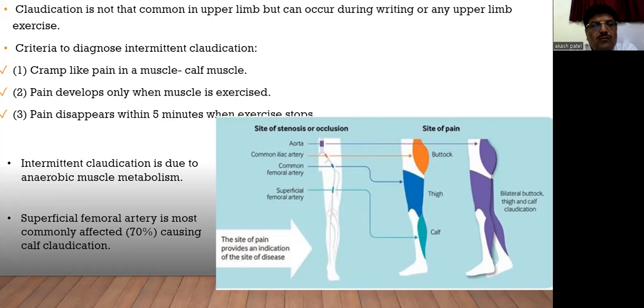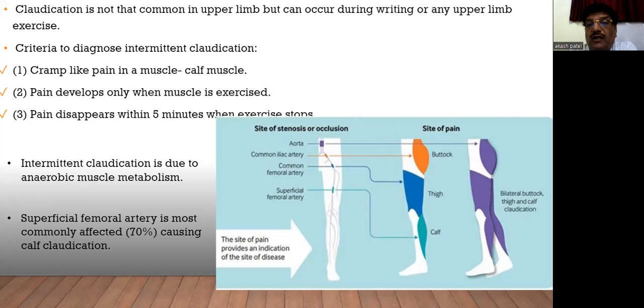So now, the superficial femoral artery is the most commonly affected in peripheral vascular disease, and that's why the claudication will be at the calf. So in this accompanying diagram, various sites of occlusion are given, and with that, the related sites of claudication are also depicted.